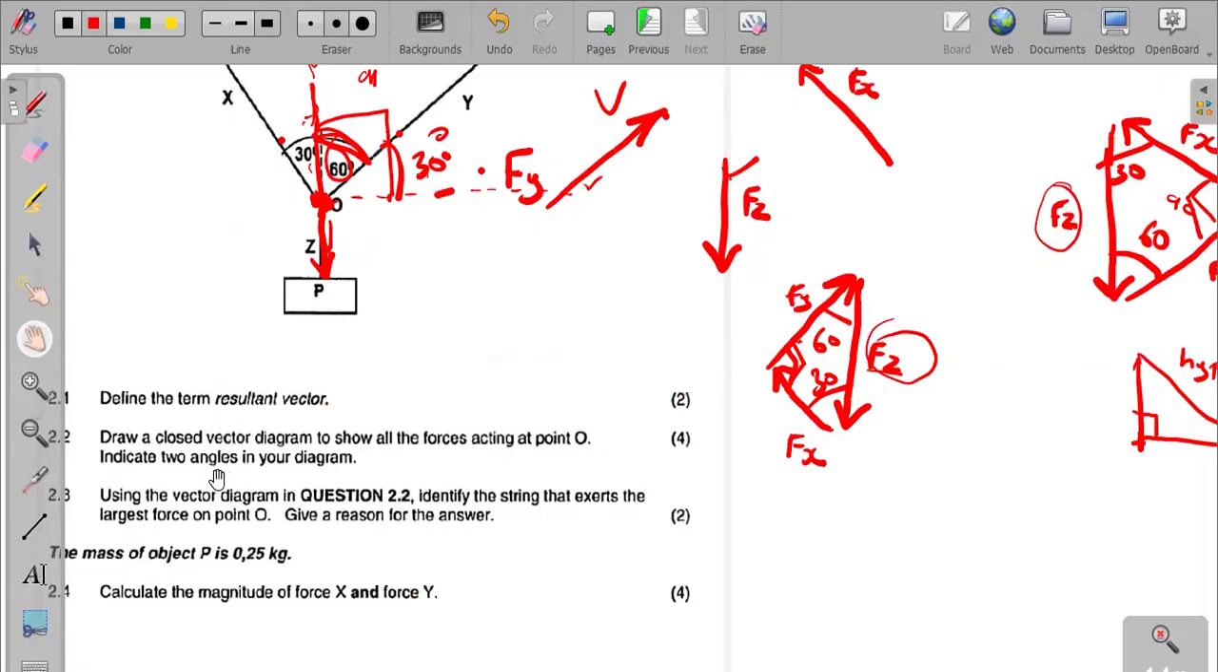Right. So let's answer the question now. Using the vector diagram, identify the string that exerts the largest force on the point O. It is Z. So the string is Z. Give a reason. It is because Fz is opposite to the largest angle, since the length of the side of the triangle indicates the magnitude of the force. So we are simply saying it is Z because on the closed vector diagram, Fz is the longest side as it is opposite the biggest angle, the 90-degree angle. Let's quickly go to the next question.